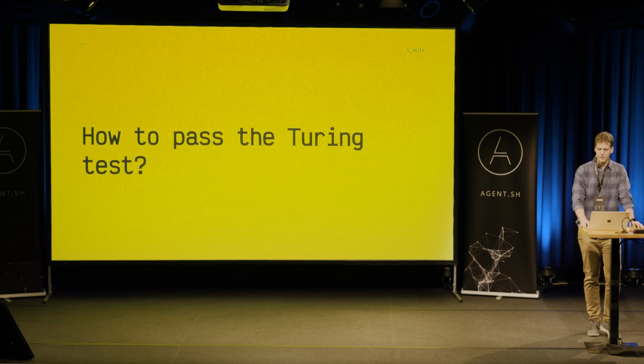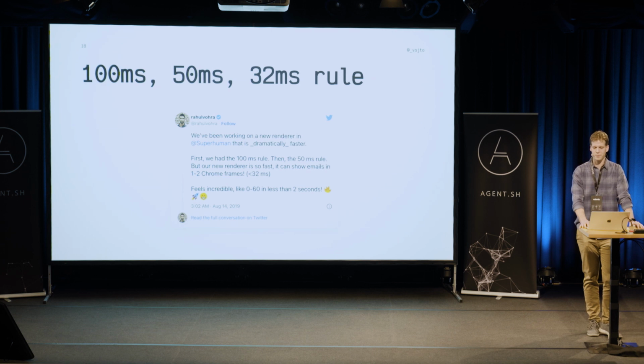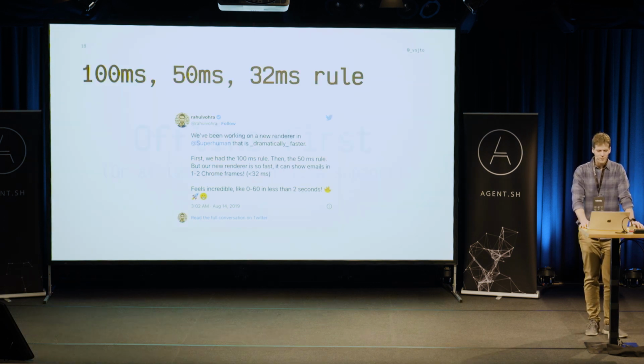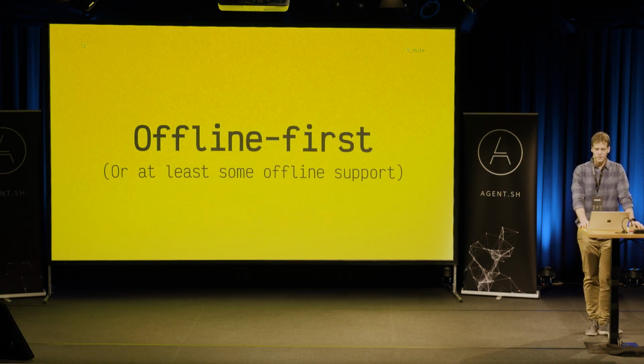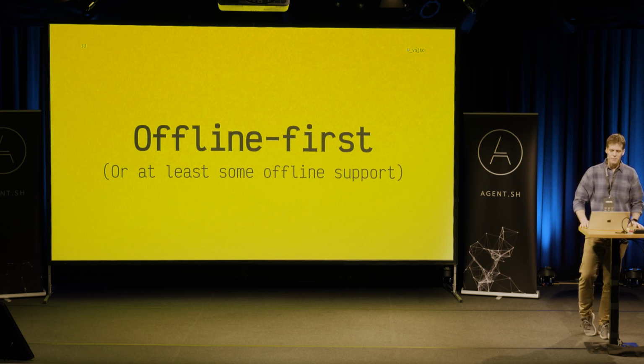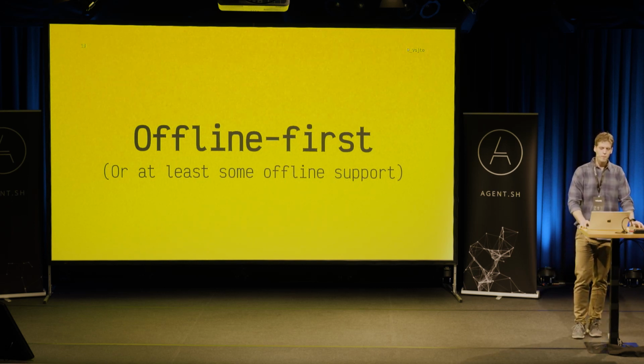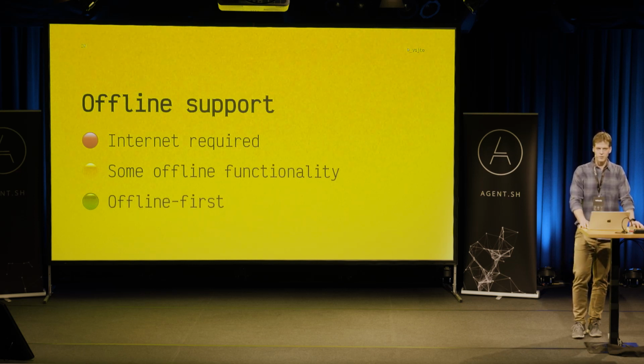In my opinion, the first thing to do is to optimize your speed. And Superhuman has been talking about this quite a lot. I think it started off with a 100 millisecond rule, and now it's like 32. It's probably going to be 2 milliseconds tomorrow, but that's okay. I think a way to achieve really good responsiveness in an app is to build offline first, or at least have some offline capability. And there are multiple levels to offline support.